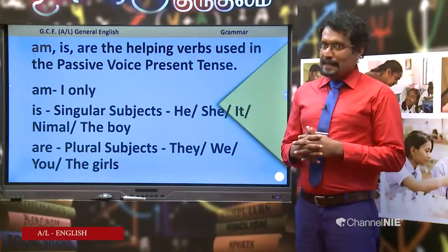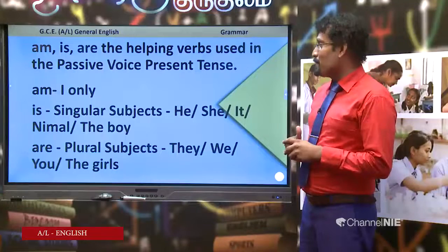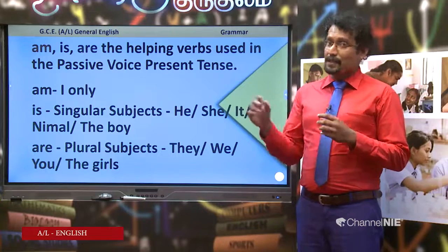So, am, is, are are the helping verbs used in the passive voice present tense. We use the helping verb am only with I. Is is used with singular subjects. There are some examples: he, she, it, Nimal and the boy. We use the helping verb are with plural subjects: they, we, you or the girls. So, in passive voice present tense, we have three helping verbs: am only with I, is with singular subjects, are with plural subjects.